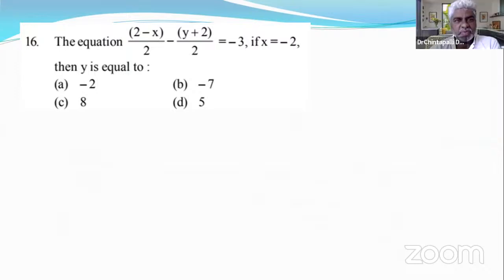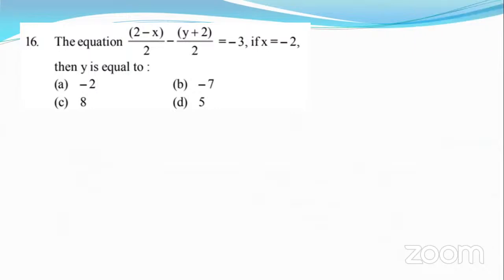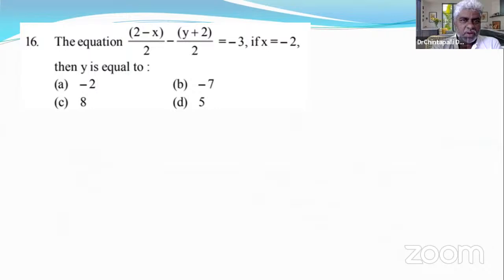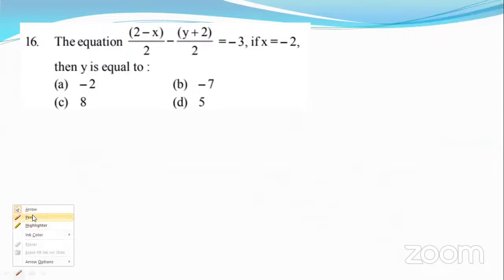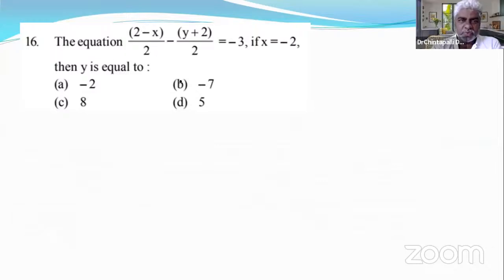The equation (2 minus x)/2 minus (y plus 2)/2 is equal to negative 3. If x is negative 2, is it option C, sir? Yes, you are right. What happens if we put x is equal to negative 2? 2 plus 2 is 4, 4 by 2 is 2. So 2 minus (y plus 2)/2 is equal to negative 3.